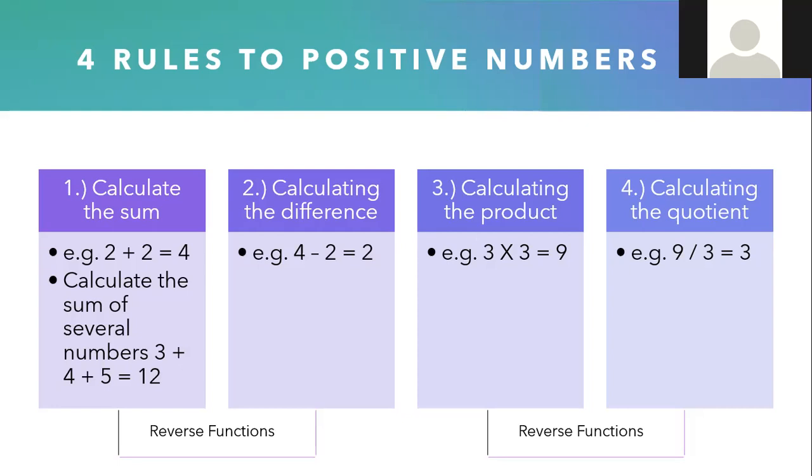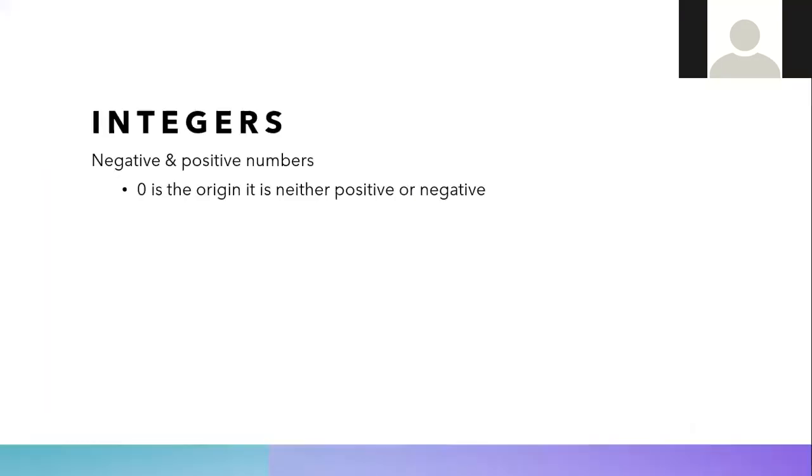And we can also calculate the quotient, and we can do this by division. So 9 divided by 3 gives us 3, which is our quotient. Again, the product and the quotient are reverse functions of each other. That's nice and simple, really basic.